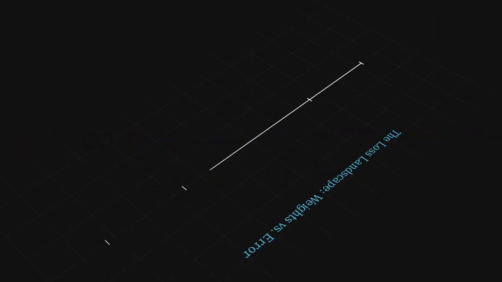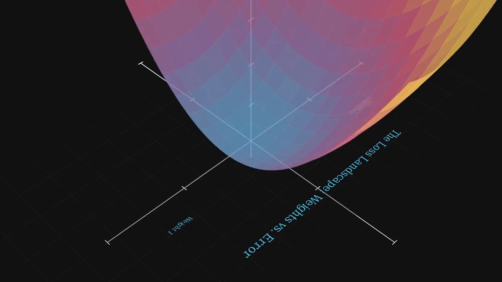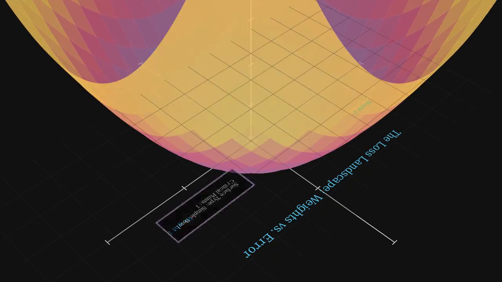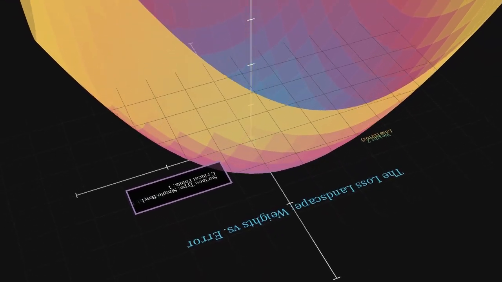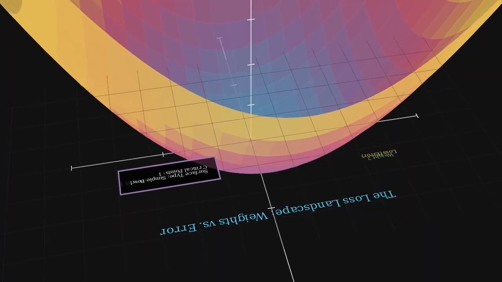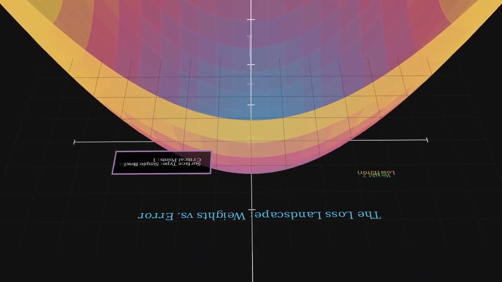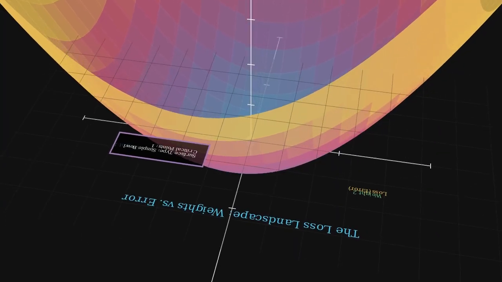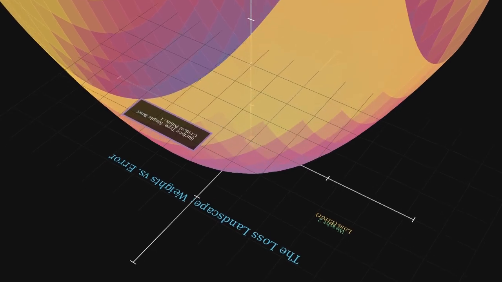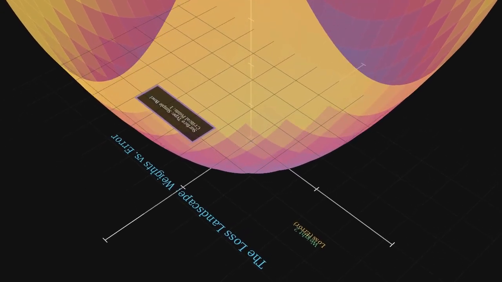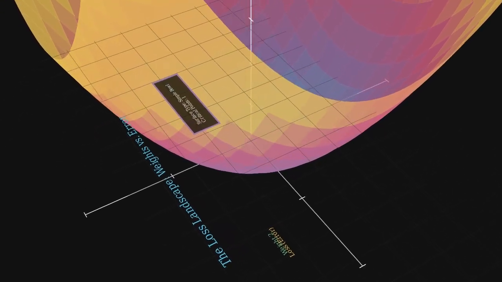Picture two model weights as coordinates on a flat plane. Now add a third axis, the loss, how wrong the model's predictions are. Together, they sculpt a 3D surface, a landscape of hills and valleys. Every high peak means high error. Every low valley means the model is closer to correct. Somewhere in this terrain lies the global minimum, the lowest possible error.